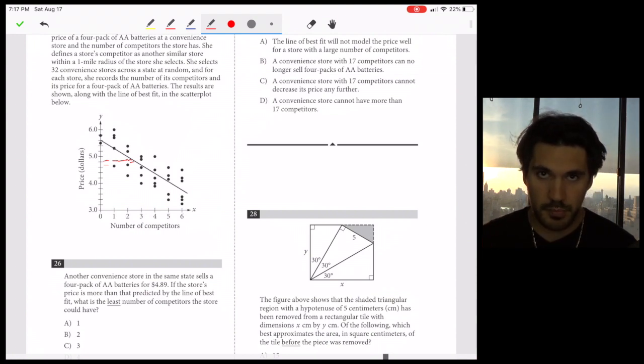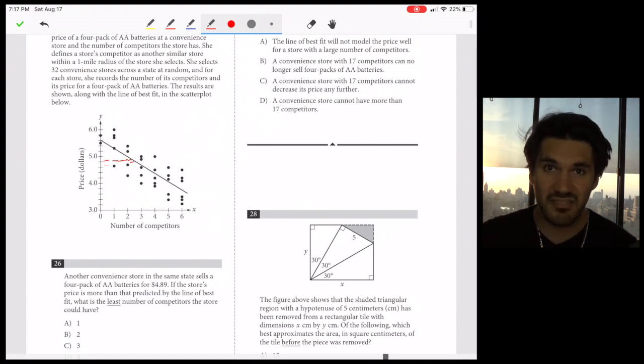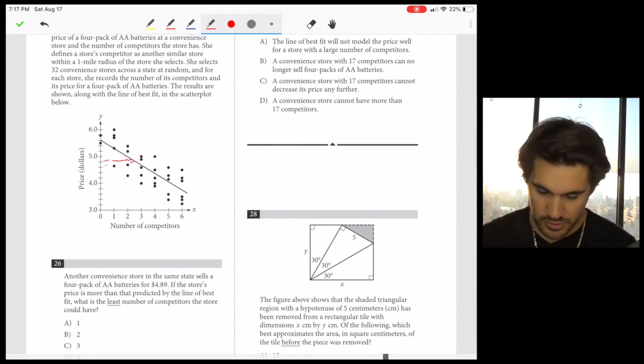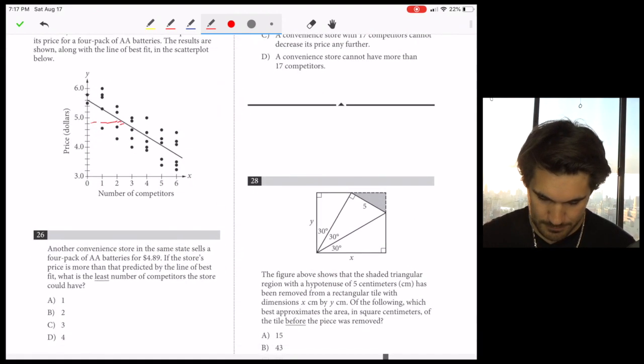They told us the price is more than the line of best fit, which means it must be points that are above the line of best fit. So we crossed the line before 3, which means that the least number of competitors the store could have would be 3. C.